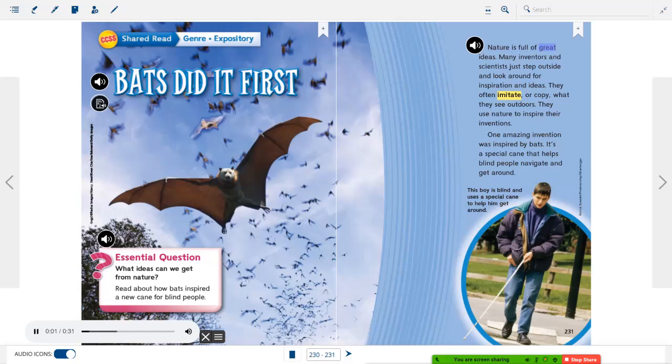Nature is full of great ideas. Many inventors and scientists just step outside and look around for inspiration and ideas. They often imitate or copy what they see outdoors. They use nature to inspire their inventions. One amazing invention was inspired by bats. It's a special cane that helps blind people navigate and get around. This boy is blind and uses a special cane to help him get around.